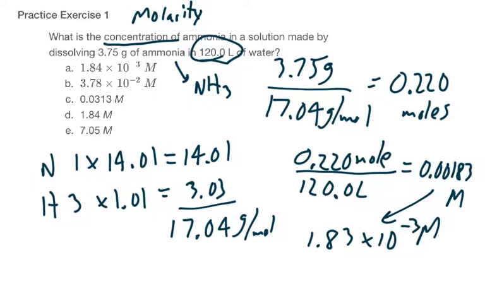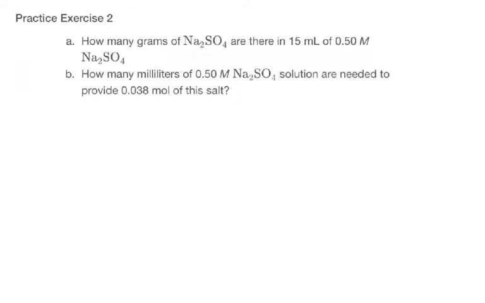So when you look, that's the number that I got. The answer here is going to be letter A. I know they put 1.84. That might be due to rounding differences, but that's definitely going to be our answer. Okay? Let's go to the next practice exercise.